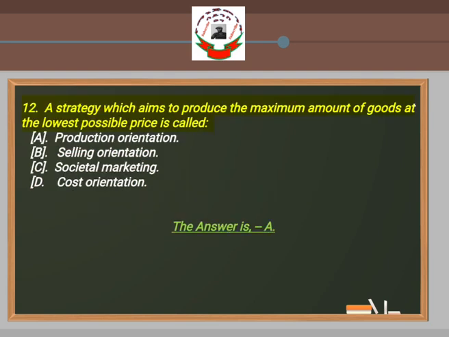12. A strategy which aims to produce the maximum amount of goods at the lowest possible price is called A. Production orientation. B. Selling orientation. C. Societal marketing. D. Cost orientation. The answer is A.